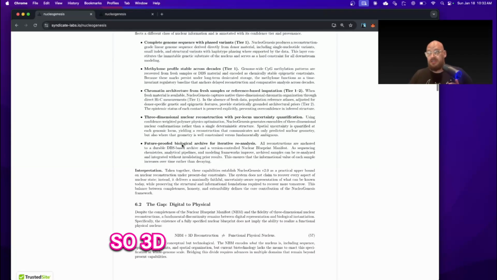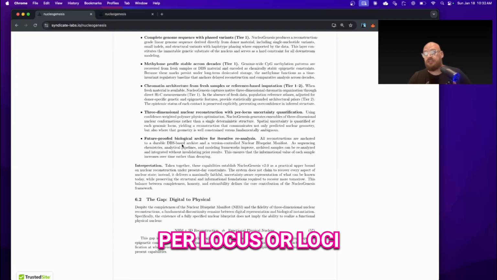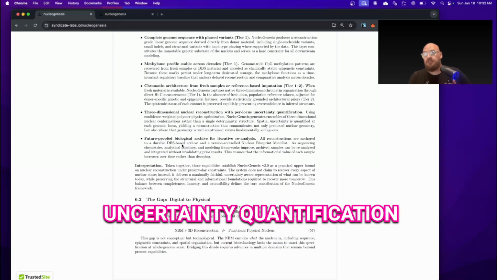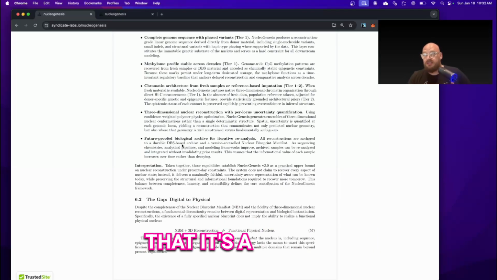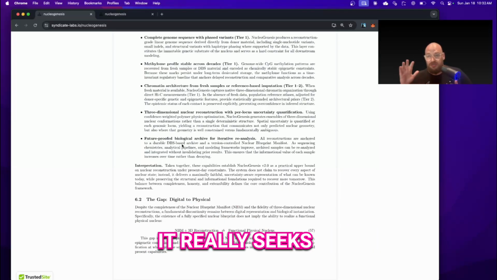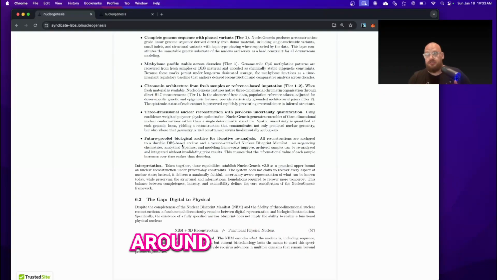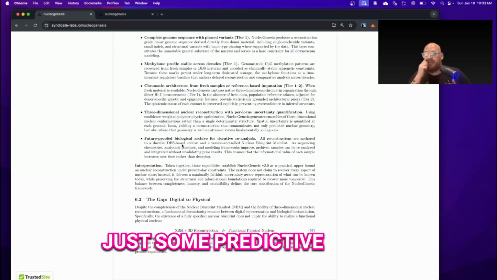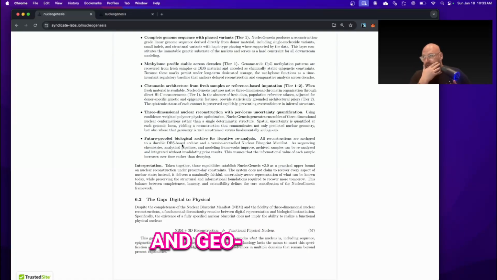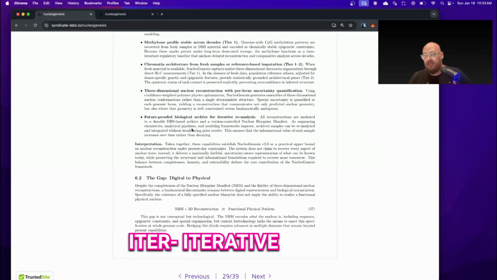Okay, so 3D nuclear reconstruction with per-locus uncertainty quantification, using what we talked about in prior videos, really seeks to quantify the spatial uncertainty around the genomic locus, yielding just some predictive values, right? And geometry. Okay. Future-proofed biological archive for iterative analysis.